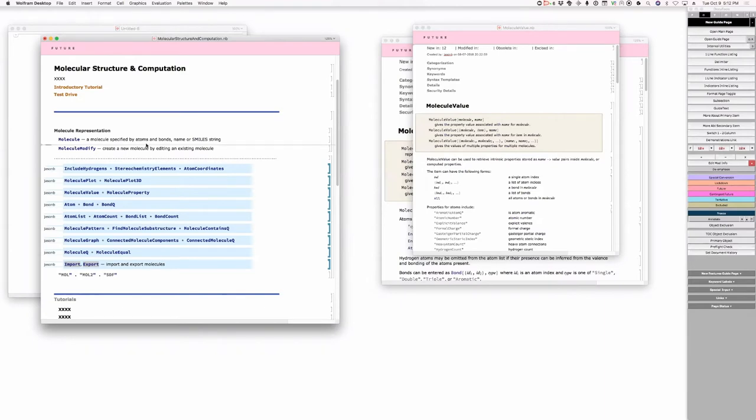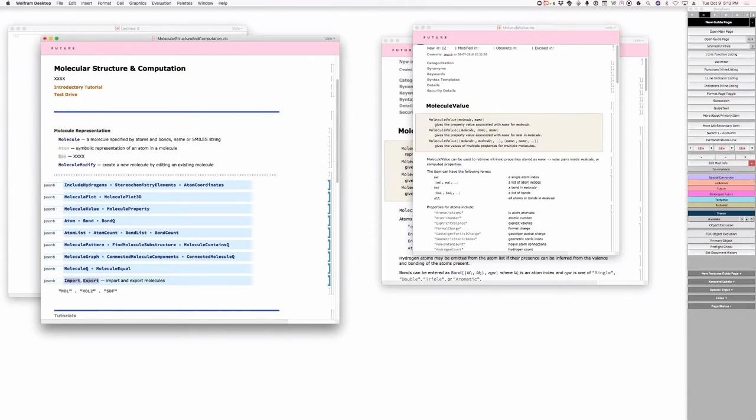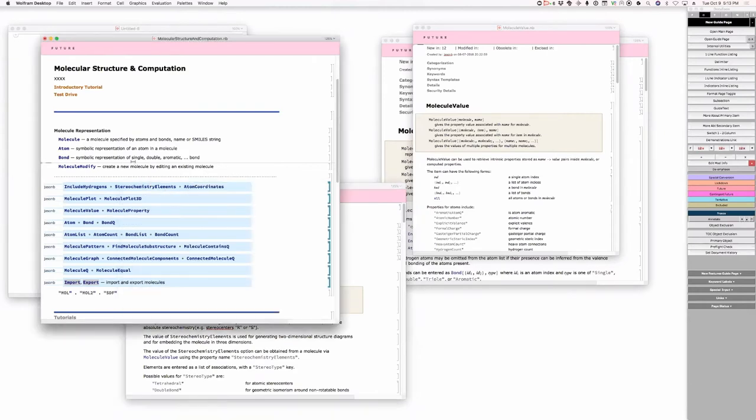Okay, so first we have molecule representation, okay, so then we've got atom and bond, probably. Okay, now we probably want the testing functions. We need the include hydrogens somewhere, don't we? So the options for the molecule or the stereochemistry elements. Okay, the representation.